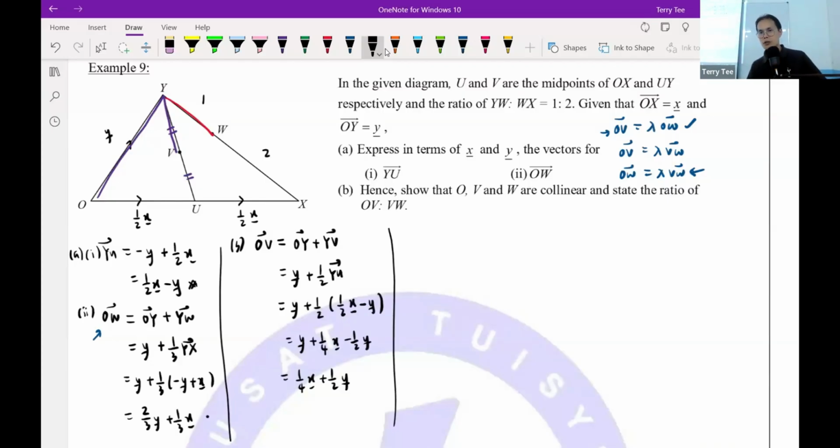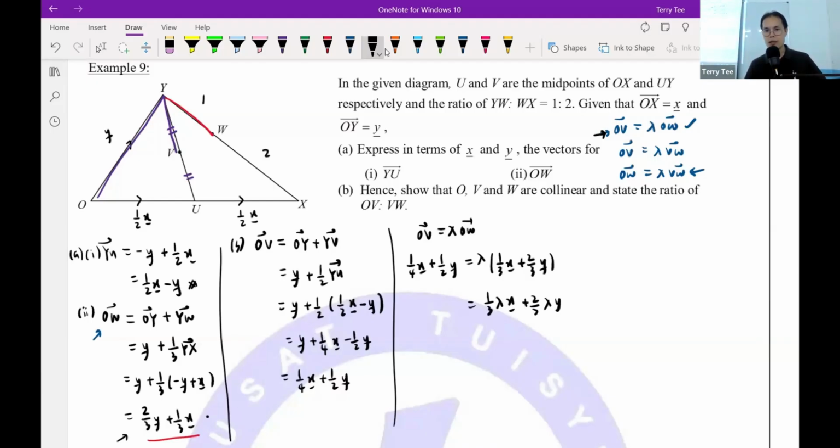Next, we need to find lambda. We need to use OV equals lambda OW. My OV is 1/4 X plus half Y. My OW I got from the first part here, but I just rearrange it, putting X in front, Y at the back. So it's 1 over 3 X plus 2 over 3 Y. Let us multiply inside: 1 over 3 lambda X plus 2 over 3 lambda Y. Let's compare. When you compare X and X, 1 over 3 lambda is 1 over 4. Lambda is 3 over 4.